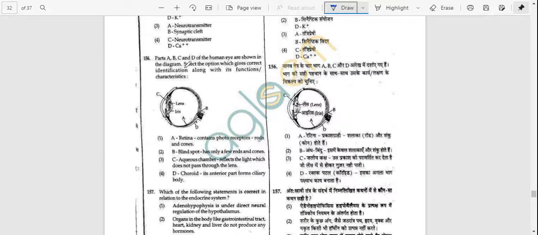This is question number 156. Parts A, B, C, D of the human eye are shown in the diagram. Select the correct option. This is a diagram of an eye. A. Retina contains photoreceptor rods and cones. B. Blind spot has only few rods and cones. C. Aqueous humor reflects the light which does not pass through the lens. D. Choroid is in the anterior part of the ciliary body. Answer will be option A, that is retina contains photoreceptor rods and cones.